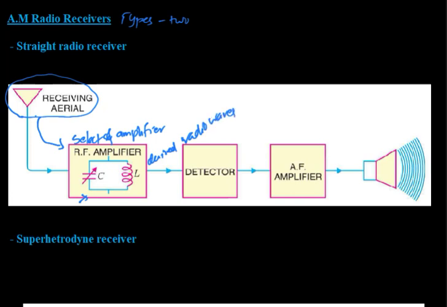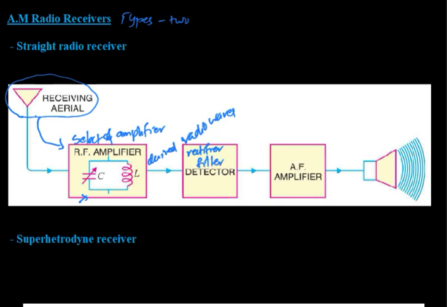And after this, the desired radio wave, which is amplified, is given to the detector circuit. And we have seen that a detector circuit actually has two components. One is a rectifier and a filter circuit.